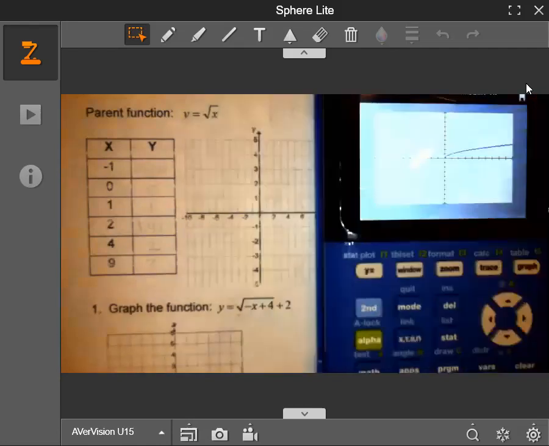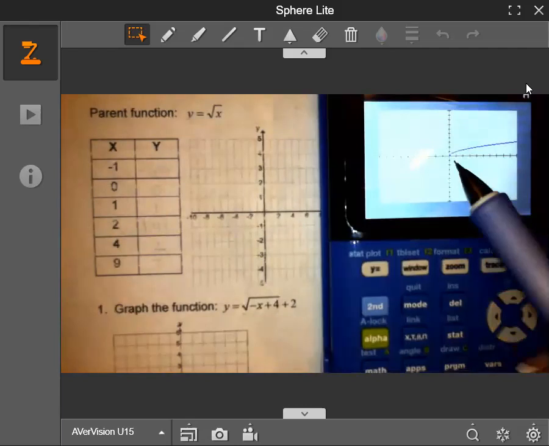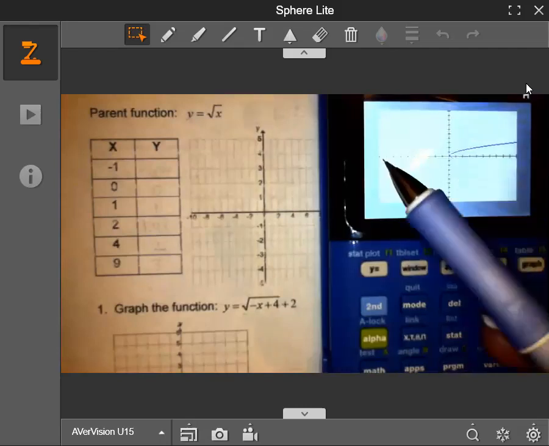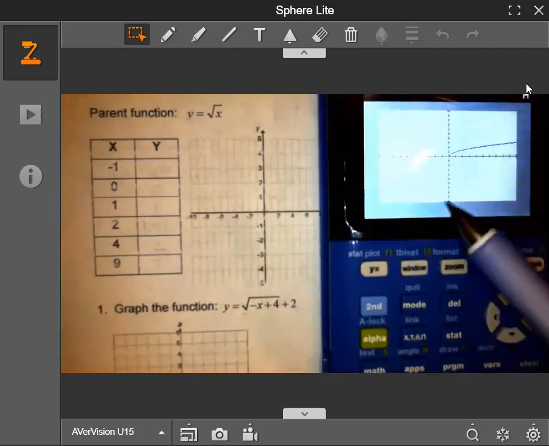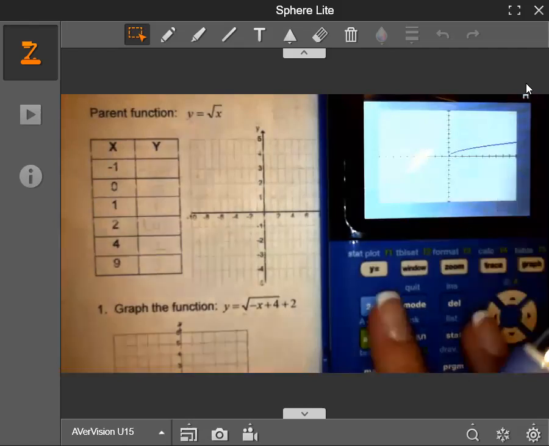There we go, sorry about that, trying to get somewhere where you don't have a glare. So we see that it starts right here at the origin and then it goes up and to the right forever. We do not have anything on the negative side here. We don't have anything below the x-axis either. It is starting right there at the origin and going to the right. So let's look at what the table looks like there.